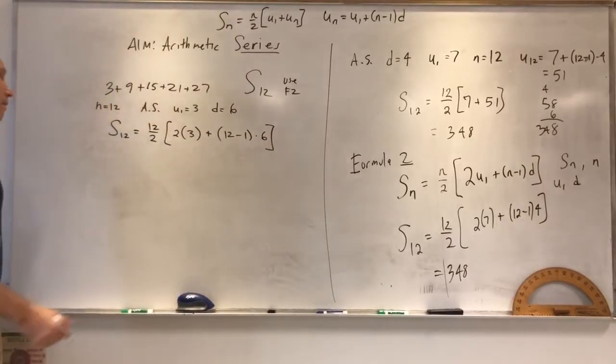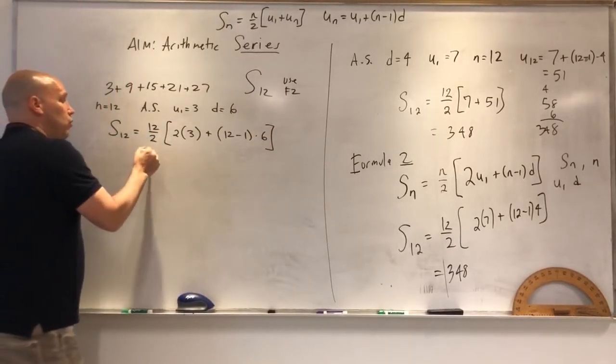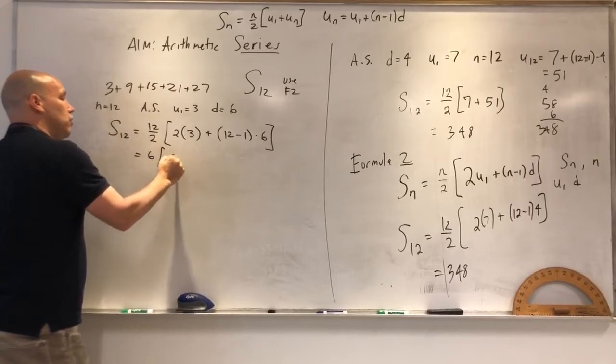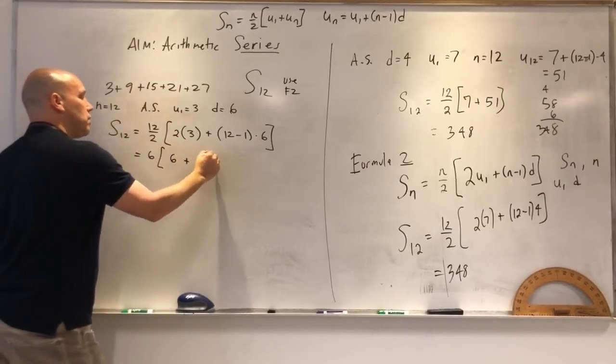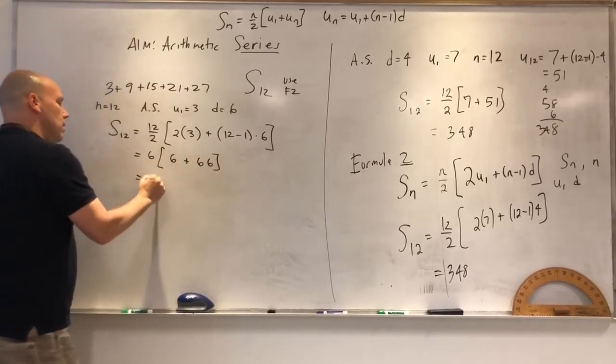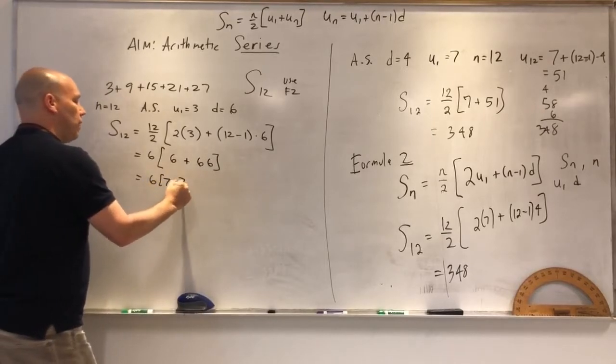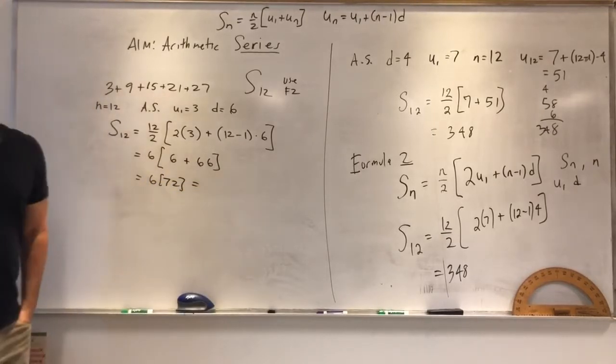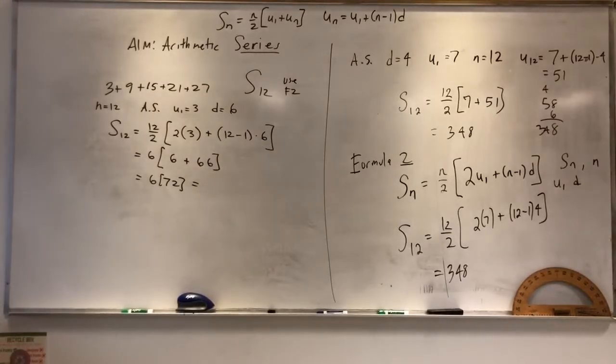What is that? I'm going to do it by hand, but you use the calculator. 6 plus 66, 6 plus 72, final answer. What is 6 times 72? 432.